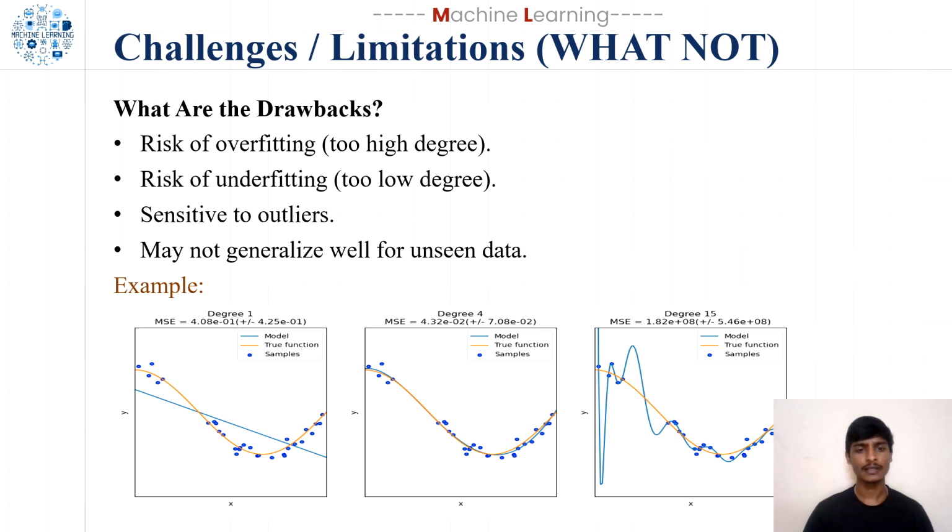Now in this next slide, there are the challenges and drawbacks of polynomial regression. Of course, polynomial regression has some challenges. If we choose a degree that is too high, the model may overfit. It will follow the training data too closely and fail on new data. If the degree is too low, the model may underfit. It won't capture the true pattern. It is also sensitive to outliers, meaning a few extreme points can distort the curve. And finally, it may not always generalize well to unseen data. Here is the example we see for degree 1, degree 4 and degree 15.